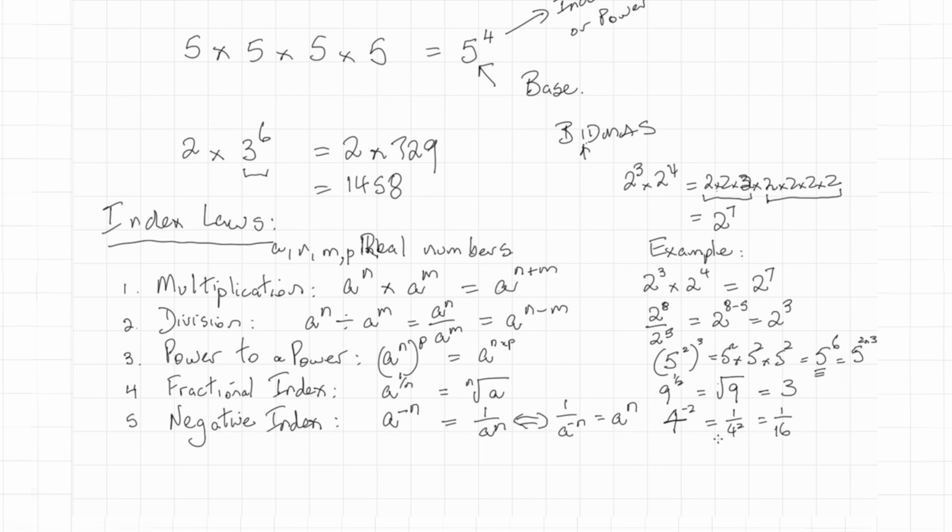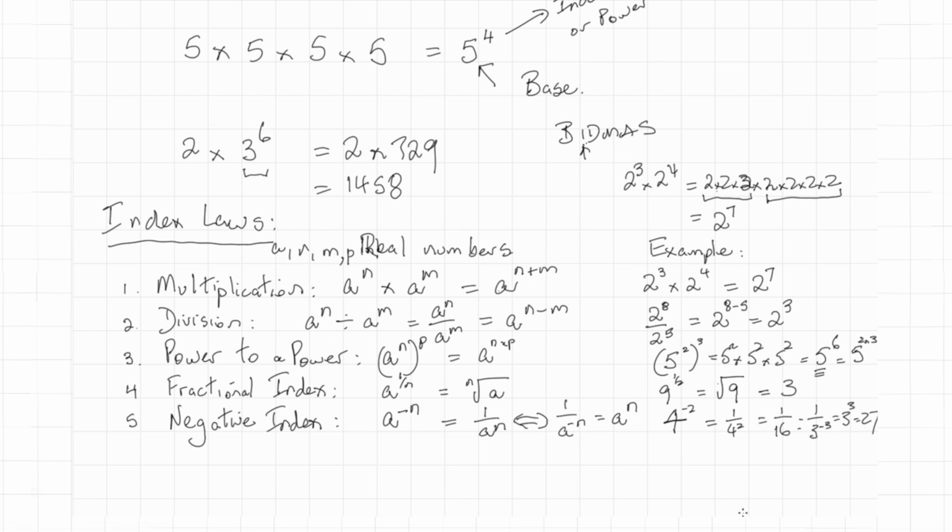And doing the other one, if you've got 1 over 3 to the minus 3 equals 3 to the positive 3 equals 27.